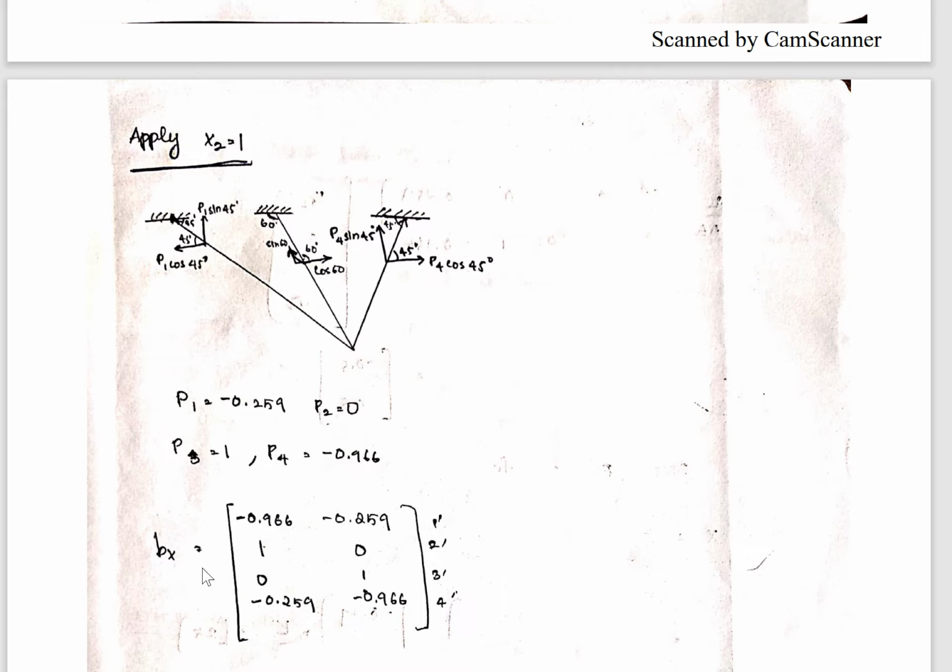So arrange the Bx matrix corresponding to x1 is equal to 1 in the first column and x2 is equal to 1 in the second column, corresponding to the coordinates 1, 2, 3, 4. The first coordinate is the member force in AE, second coordinate member force in BE, third coordinate member force in CE, and the fourth coordinate is the member force in DE.